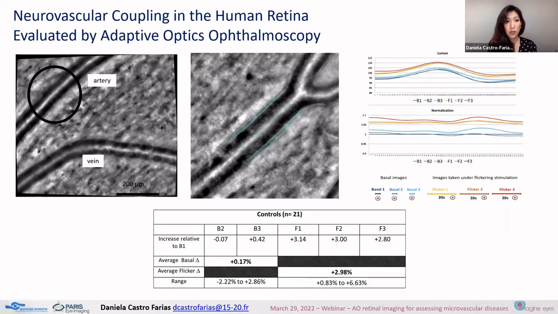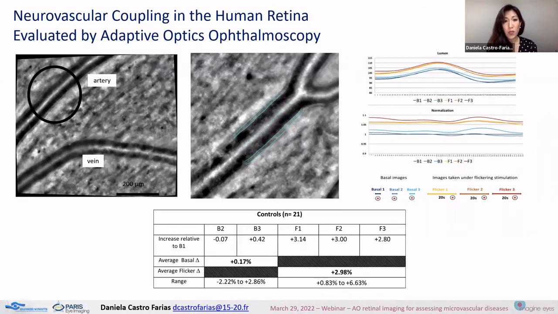So we developed a protocol where we took 3 basal images and then 3 images under stimulation. This is a series that we were doing for every single patient. And then we measured, as you can see in the second image, the inner diameter of the arteries. So in the 6 images, we did the same thing. And then we compared the inner diameter of the images under the flicker light to the basal images. And there's a percentage of dilation, which we studied.